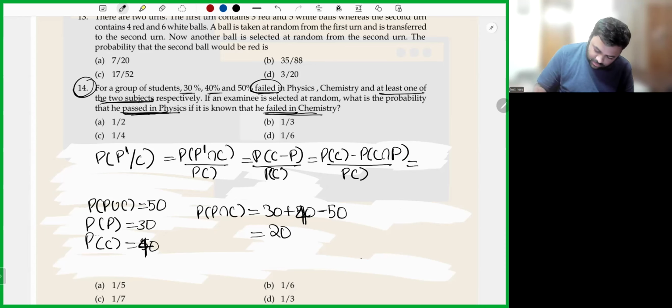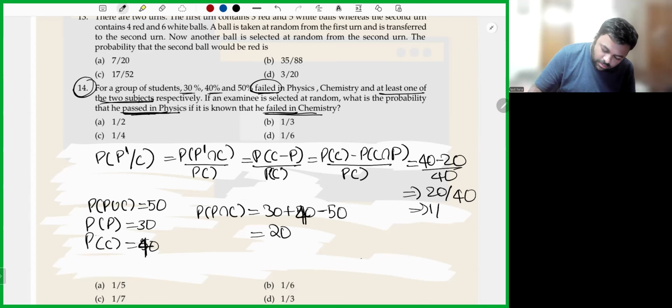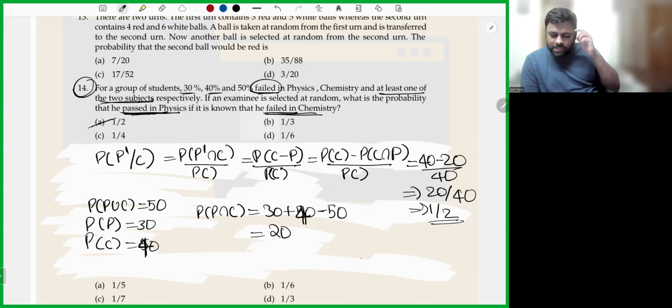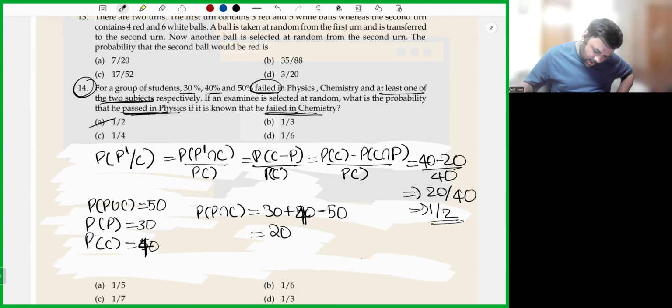So P of C, 40 minus 20 divided by 40. So 20 by 40, which is simply equal to 1 divided by 2. 1 divided by 2. So I hope this conditional probability sum is clear, my dear friends. He's telling what is the probability that he passed in physics. It is known, or given, means it's a conditional probability sum. Okay. Next.